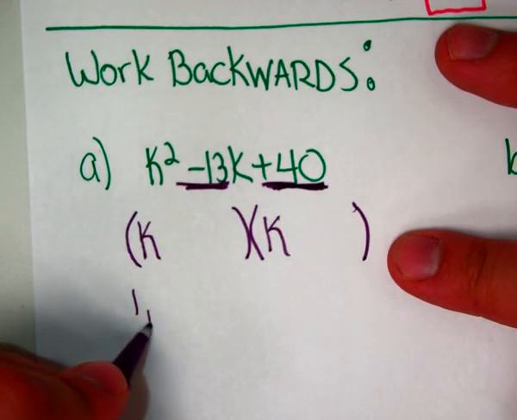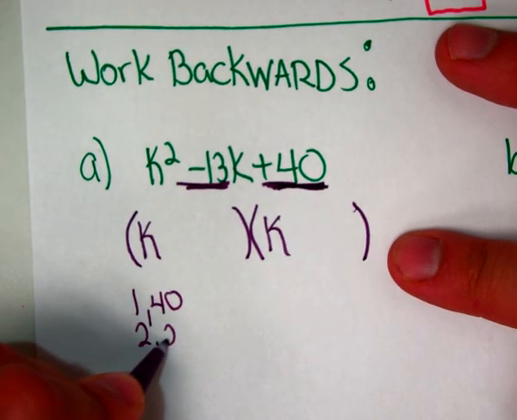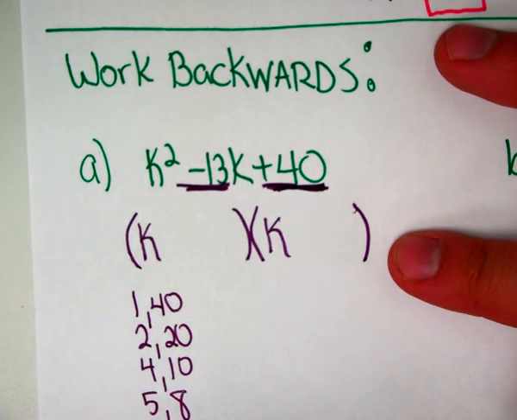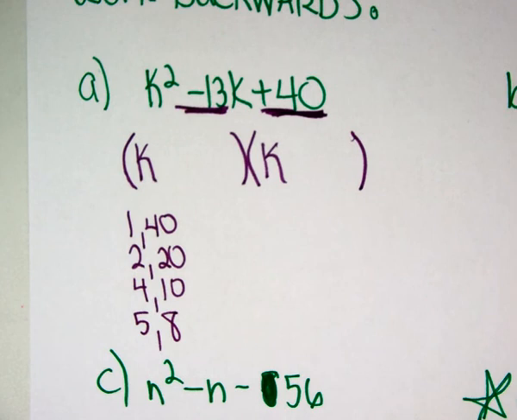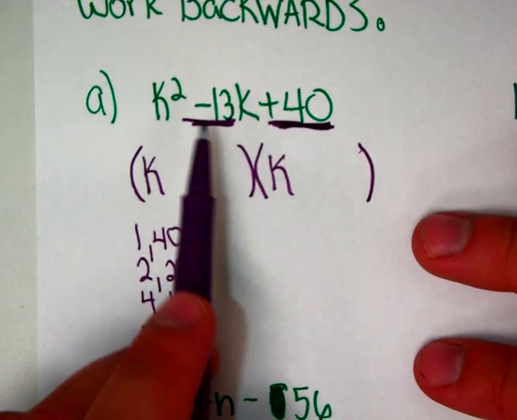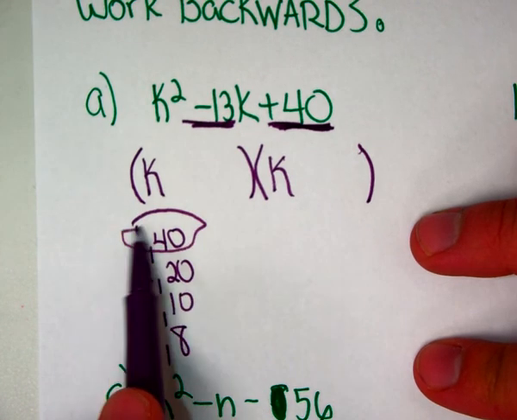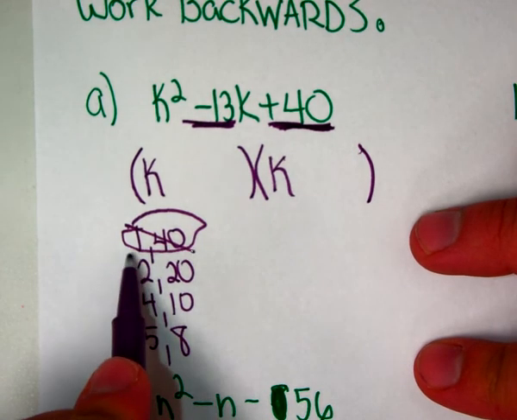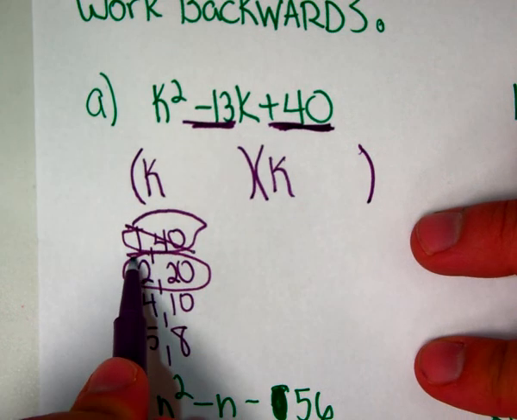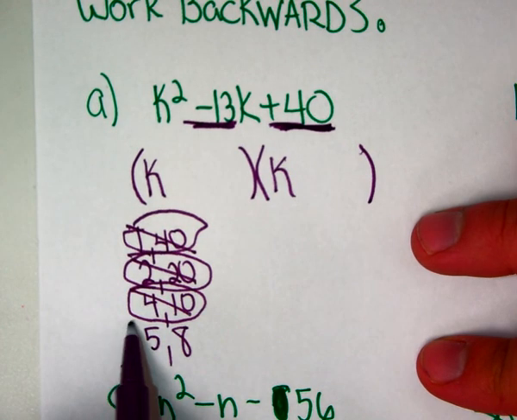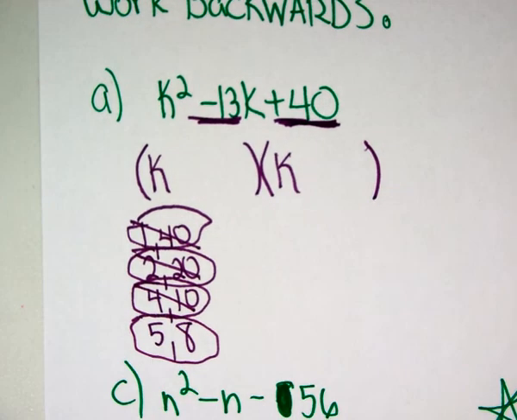Start listing out your factors. You have 1 and 40, 2 and 20, 4 and 10, 5 and 8. What we say add up to, we're saying they could add up to or subtract to equal that middle value. The only way we can get a negative 13 is by adding and subtracting these. Well, 1 and 40, there's no way. I can't get a 13 from adding or subtracting. 2 and 20, I can't get a negative 13. 4 and 10, I can't get a negative 13. However, with 5 and 8, 5 plus 8 is 13.